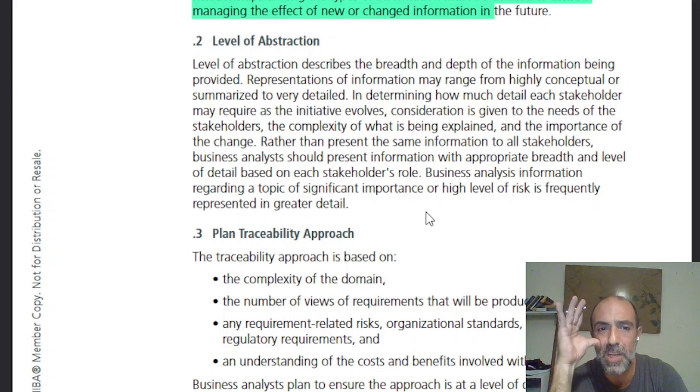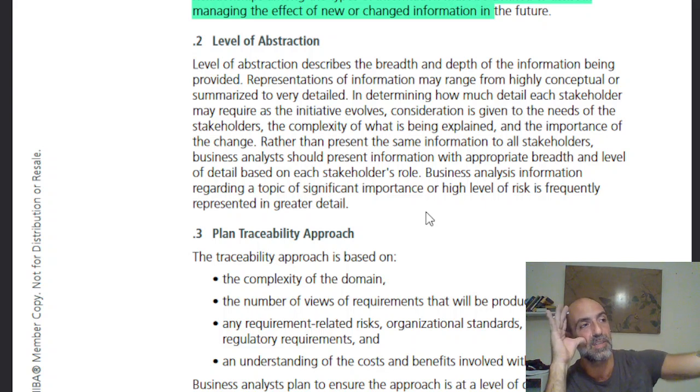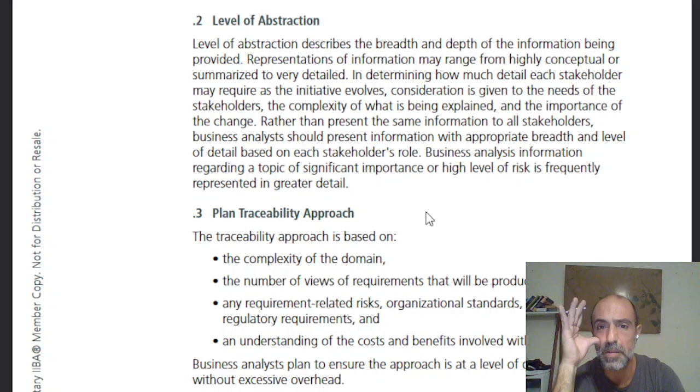Determining how much detail each stakeholder may require as the initiative evolves. Consideration is given to the needs of the stakeholders, the complexity of what is being explained, and the importance of the change. All of these are the details: that information does this, that's why we need it, and all that good stuff. Rather than present the same information to all stakeholders, business analysts should present information with appropriate breadth and level of detail based on each stakeholder's role. That's why when you're planning business analysis governance, you find that this one does this, that one does that, especially when it comes to stakeholders.